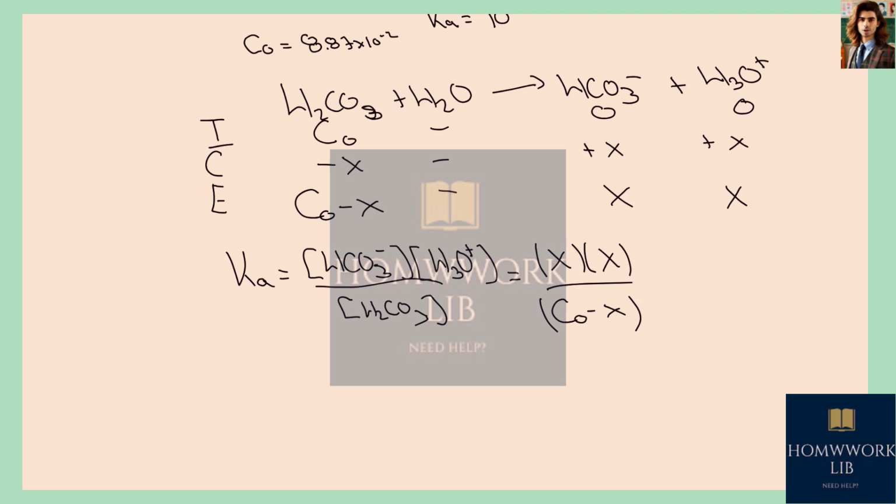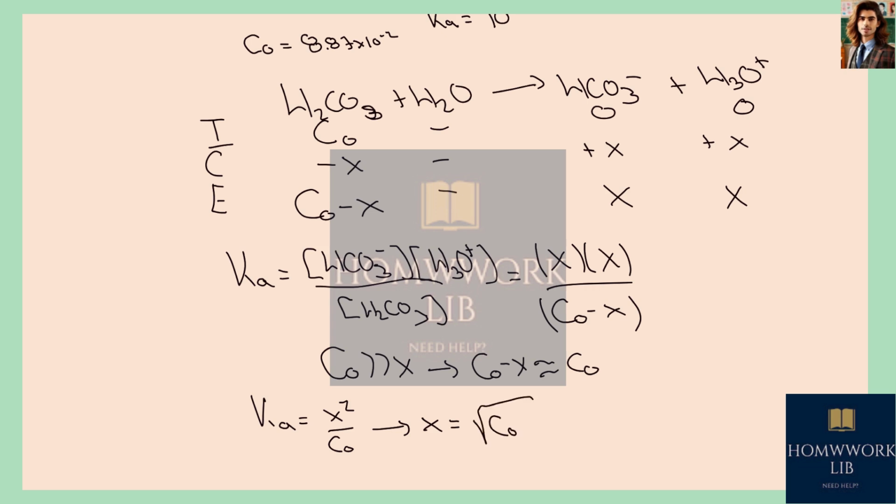The approximation that we're going to make is that C0 is going to be much larger than X. That means that C0 minus X is going to be approximately C0. Under that approximation, Ka is equal to X squared divided by C0. Thus, X will be the square root of C0 times Ka.